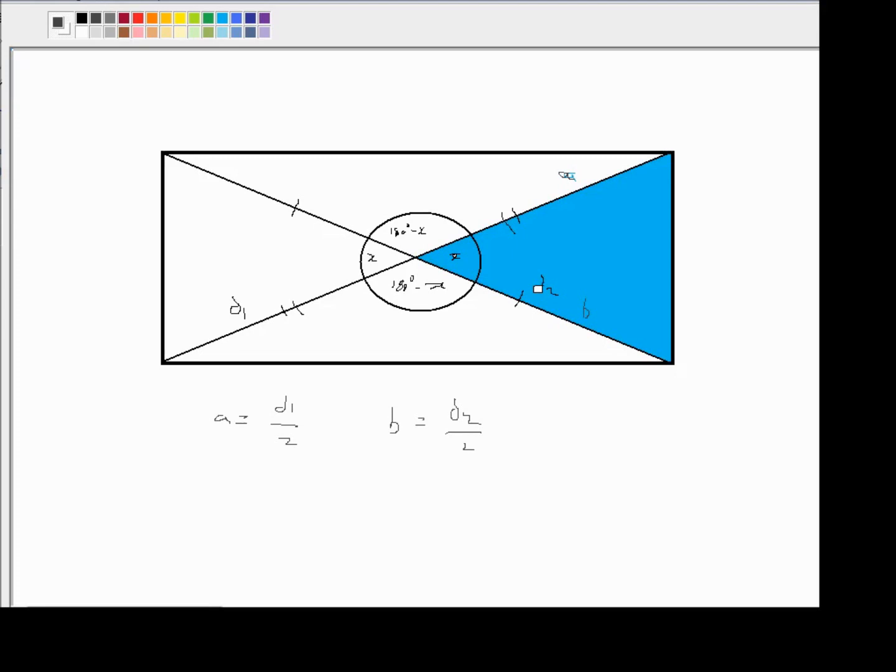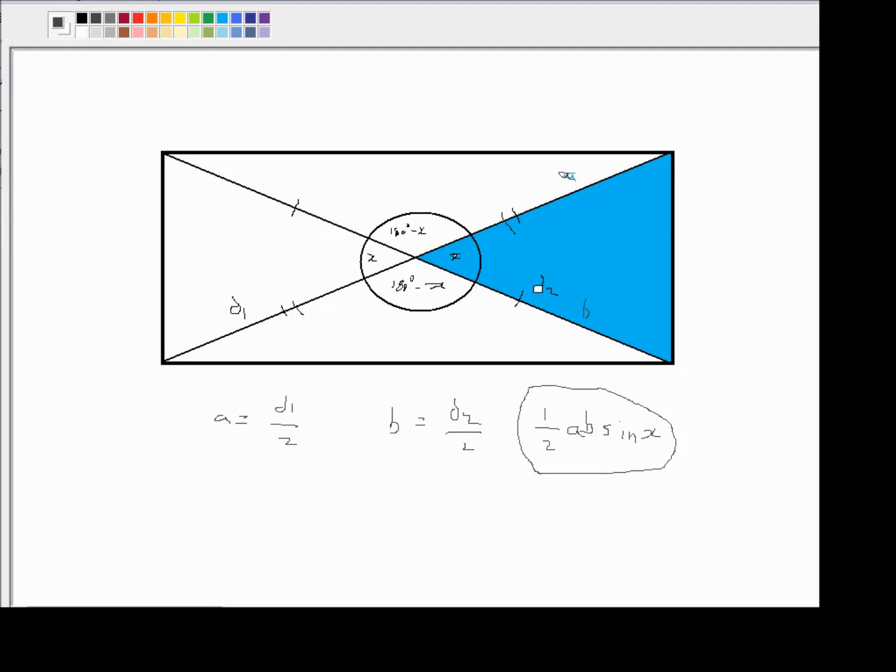Now the area of a triangle, we know from our trigonometry, is a half a b sine x. So it's a half of length 1 times length 2 times the sine of the angle between them. And this is an important trigonometric formula to remember for the area of a triangle. It's as important as a half base times height, to be honest.